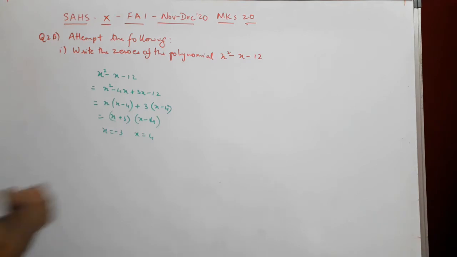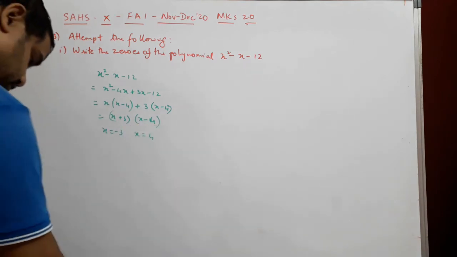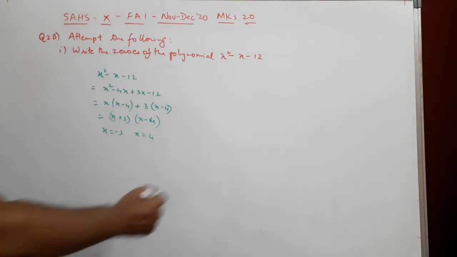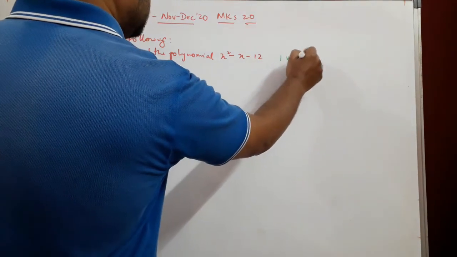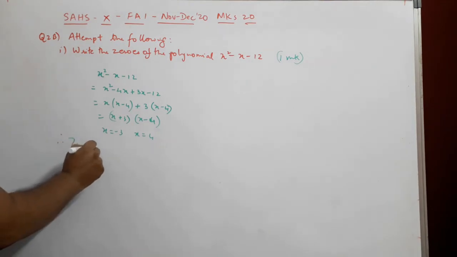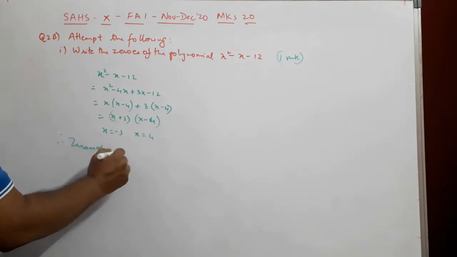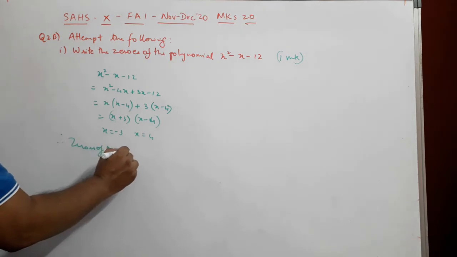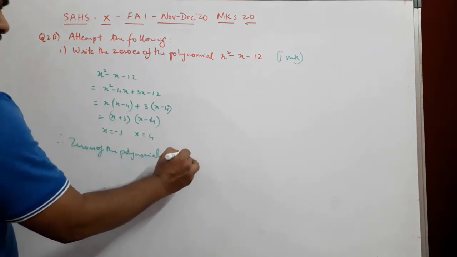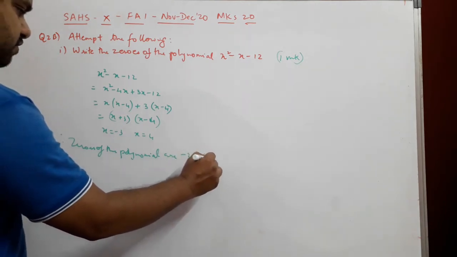So these are the 2 zeros of the polynomial, and this has got just 1 mark. To find the zeros, you can say that the zeros of the polynomial are minus 3 and 4.